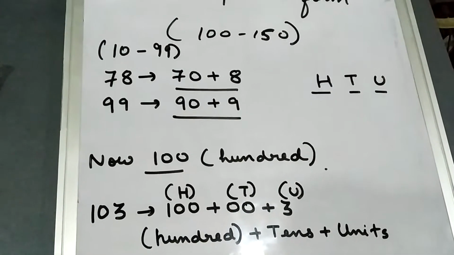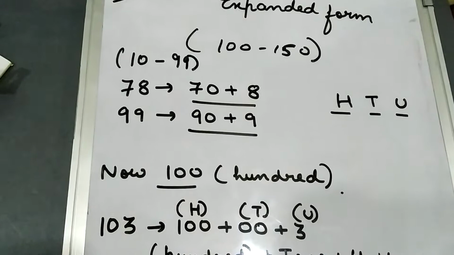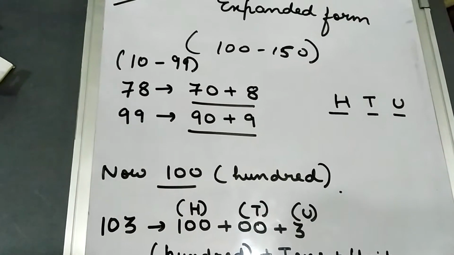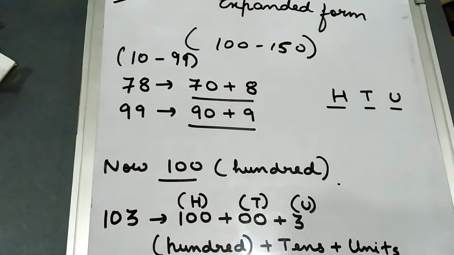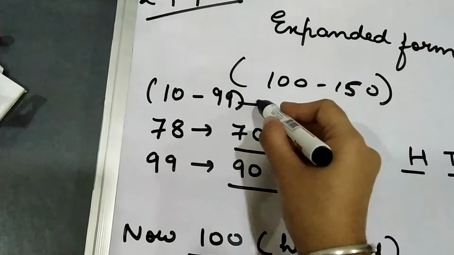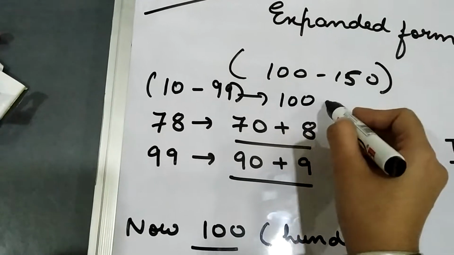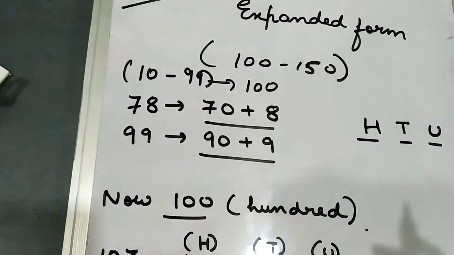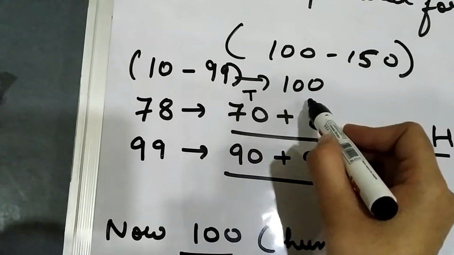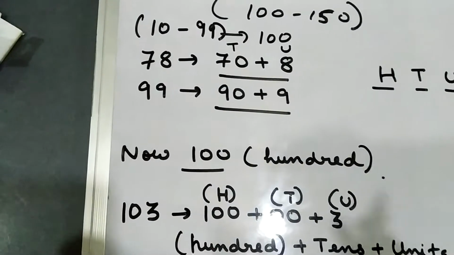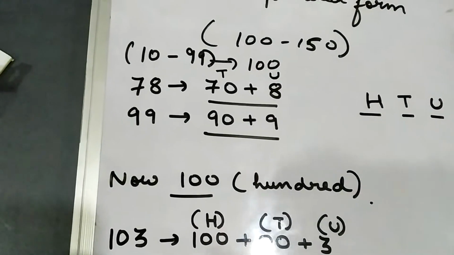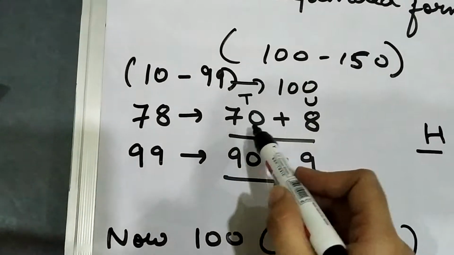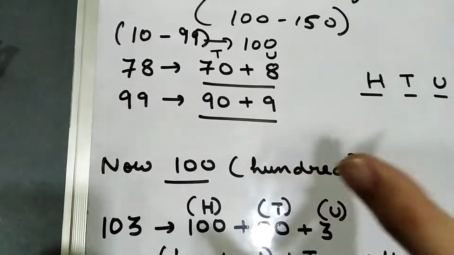After 99, you all know we start with the hundreds. We have 100, 101, 102 and so on. So the hundreds start from where? After 99 we have 100, as you all know, forward counting. You have done the expanded form easily. This was the tens position and this was the units position. Like 78 was written as 70 plus 8. This was 7 tens plus 8 ones.